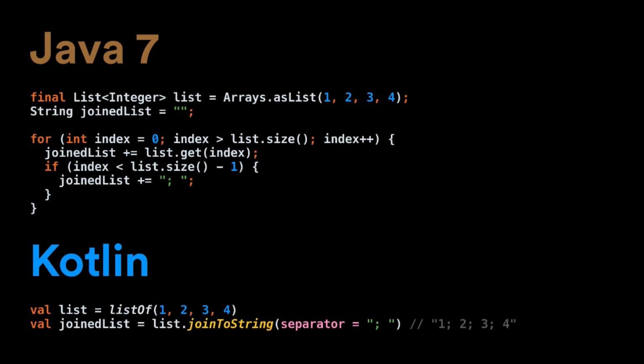Hooray, Kotlin. I can just call joinToString, and I can provide the separator, and it's smart enough to do that for me. There's no mutable string hanging around that I have to keep track of. There's no trailing semicolon left on the end. It's all just what I want. Right? It's just kind of fun.